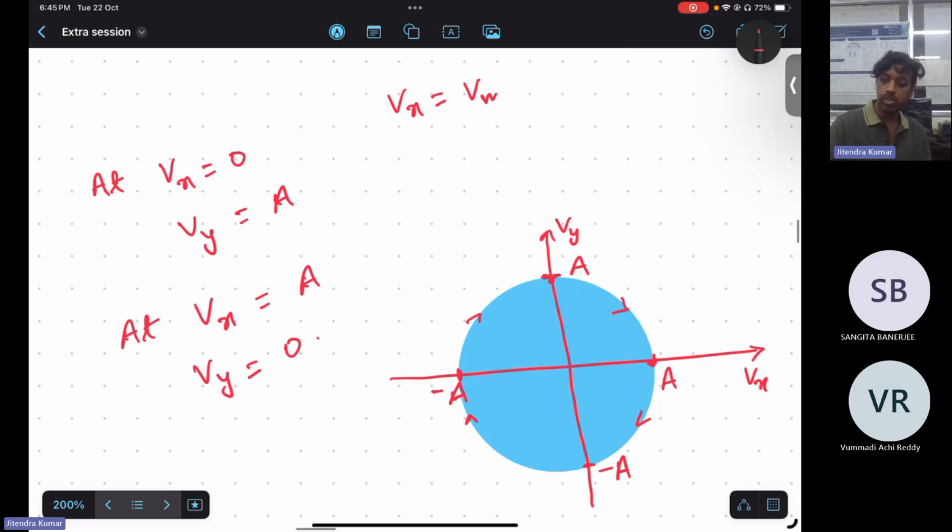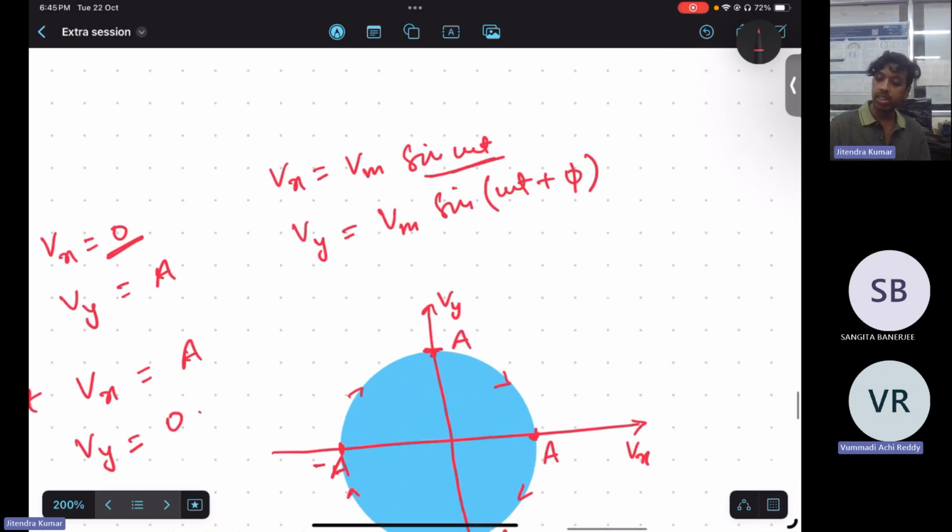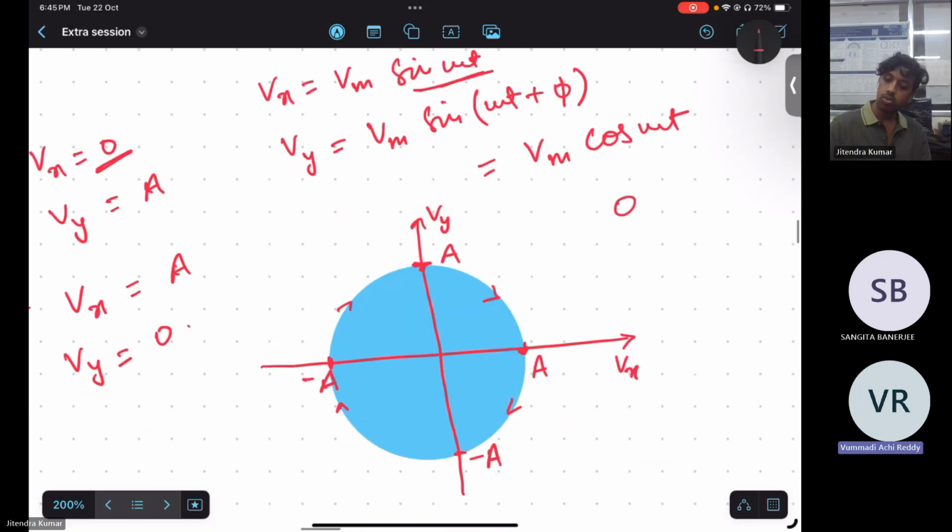So if Vx is Vm sine omega t, then Vy will be how much phase shifted from Vx? 90 degrees. Exactly. Excellent. So why 90 degrees? Because when sine is 1, cos is 0. When cos is 1, sine is 0. So it must be 90 degrees. So Vm cos omega t. So that is how you could have calculated it.